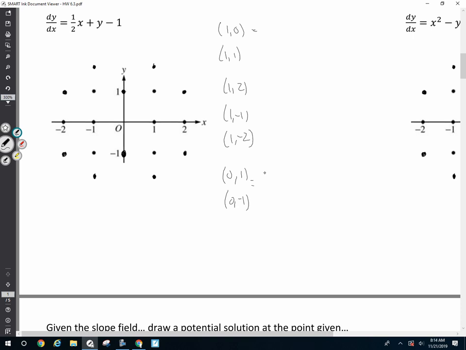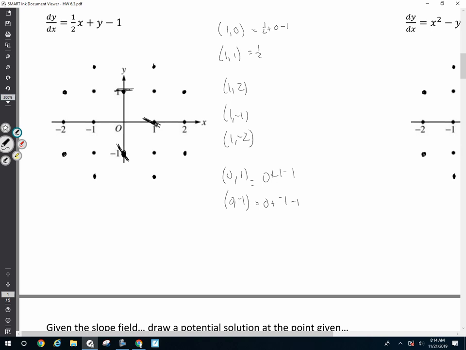So I'd get 0 plus 1 minus 1, which is 0. So 0, 1 is 0. 0 plus negative 1 minus 1, negative 2. 1, 0 would be 1 half plus 0 minus 1. So that's going to be negative a half at 1, 0. So a half will be going that way.